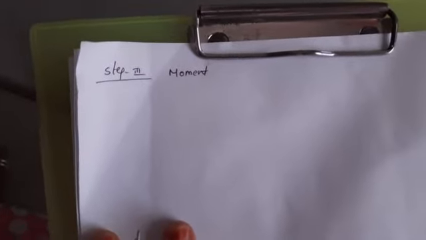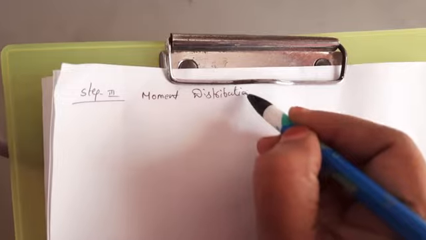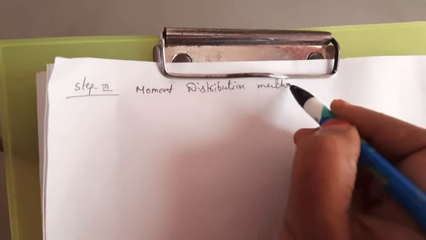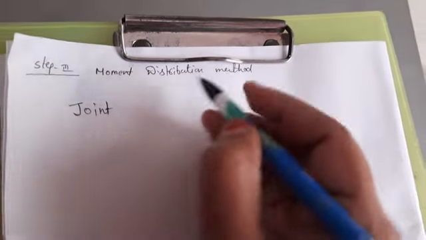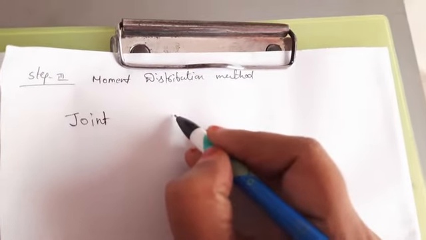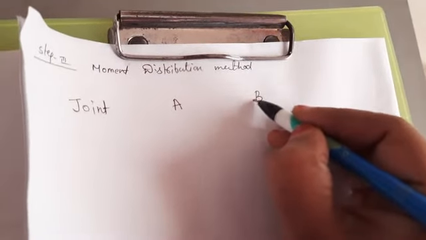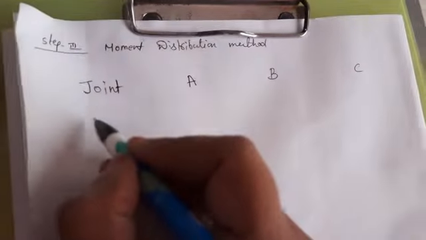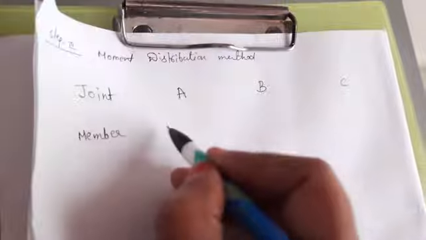In step 1 we calculated the fixed end moments. In step 2 we calculated the distribution factor, and step 3 is we have to calculate the moment distribution. How do we see the moment distribution method? We will observe here the moment distribution method. For this, first we have to write the joints. Second, what is the number of joints? A is a fixed support, then B and then C. Next one, members. What are the members we will observe for each and every joint?